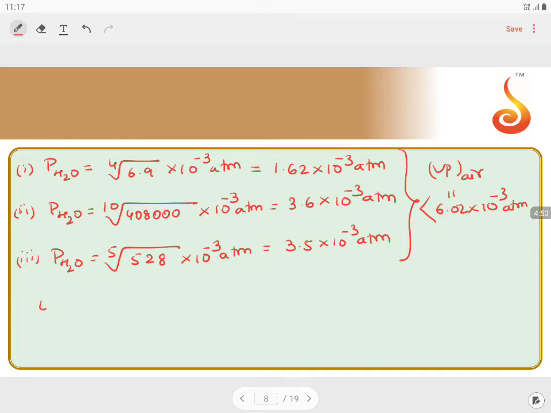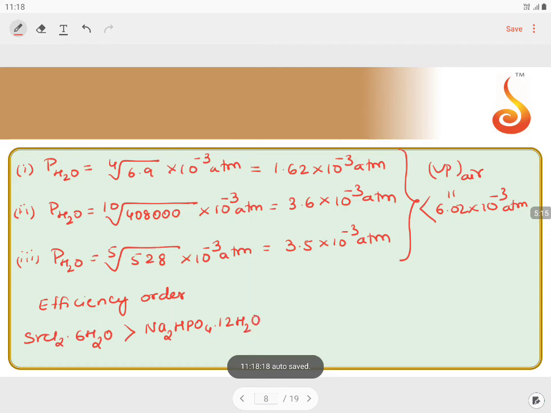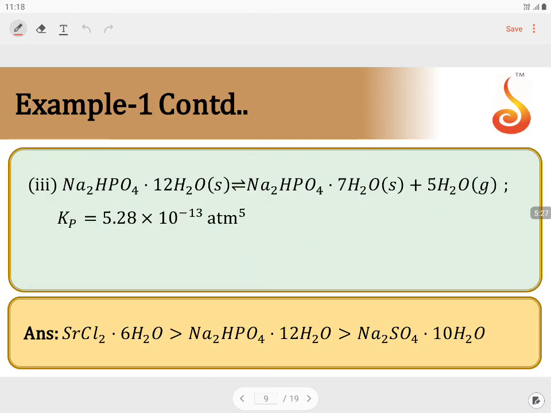So the efficiency order, if I am talking about which is the more efficient drying agent, from least value to highest: for the first one, SrCl2·6H2O, strontium chloride, will be more efficient. Then the third one, disodium hydrogen phosphate, is greater than Glauber's salt, Na2SO4·10H2O. So this clearly gives you the answer. The answer should be strontium chloride, followed by the salt of phosphate and the salt of sulfate. So this is your answer.